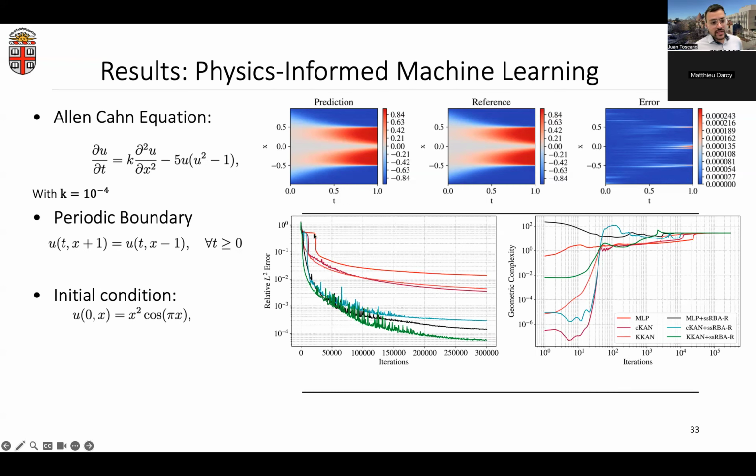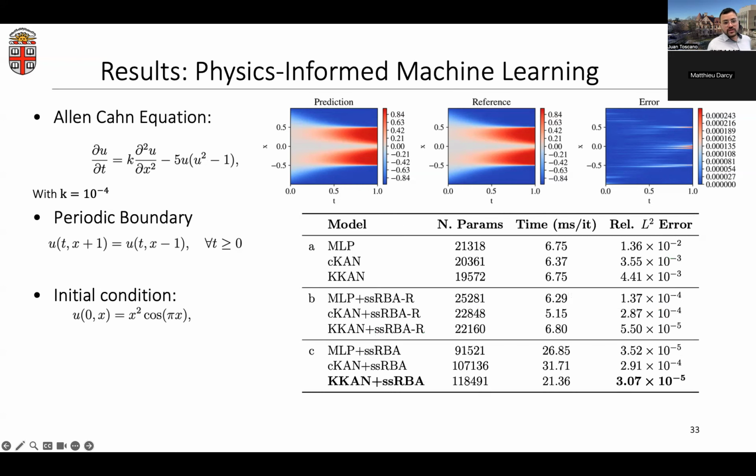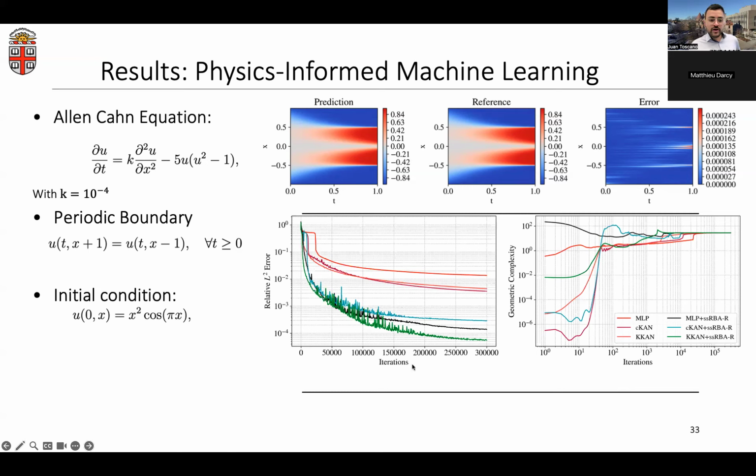Something interesting happens. You see that the MLP converges around 30,000 iterations, but CKANs and KKANs converge almost immediately, around 2,000 iterations, and with quite good performance. This is what I was mentioning before: when you have the right model, all of them converge to the same geometric complexity because it's a unique function. And you also see that self-scale RBA improves the performance of all the models.